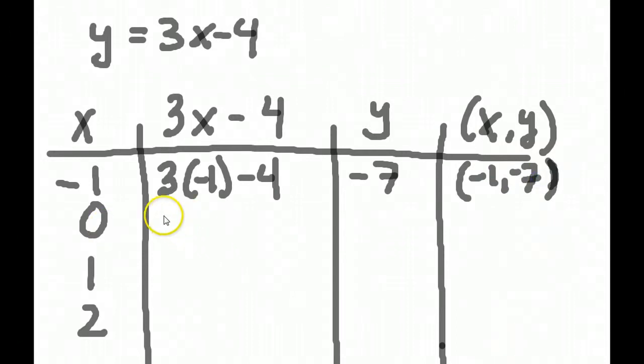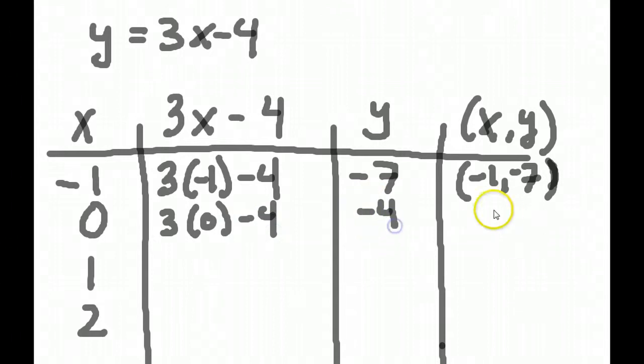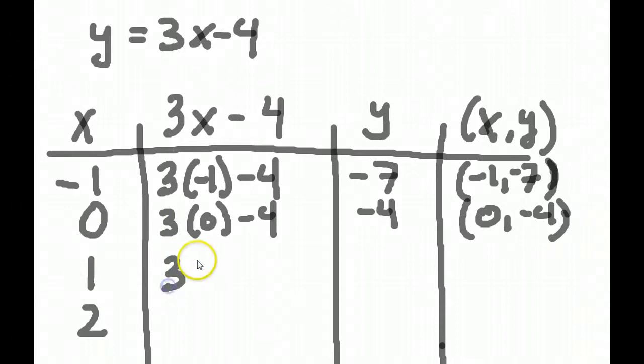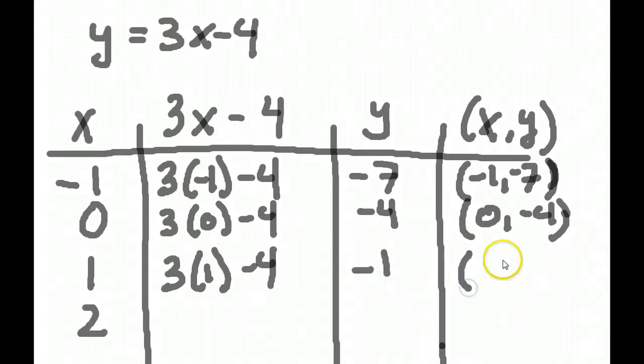We put in a 0. 3 times 0 minus 4 gives us -4 for our y. Ordered pair is 0 comma -4. 1 is our next x value. So we put the 1 in for our x. 3 times 1 minus 4. 3 times 1 is 3, minus 4 gives us -1. And our ordered pair is 1 comma -1.